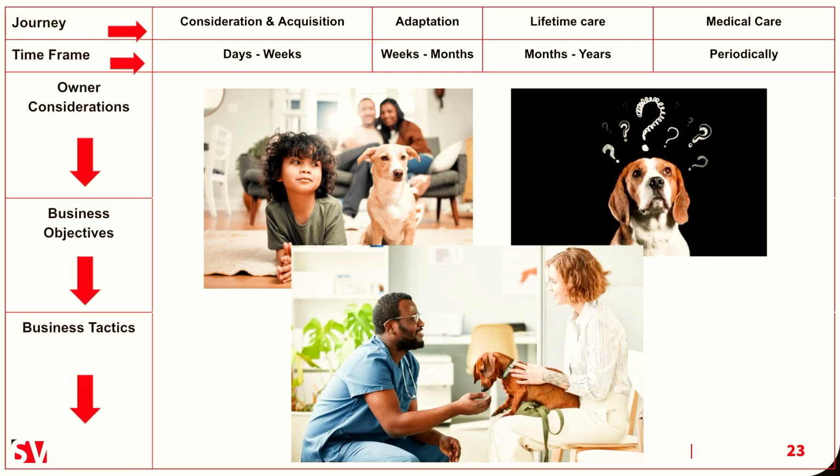Generally pet owners will consider and acquire a pet based on a decision over a couple of days, a few weeks. The adaptation phase, when they've taken the pet on as part of their family, can take weeks to months, and then the lifetime care can be months to years. Medical care is periodic. It's not something that is needed all of the time. So let's have a look at owners' considerations, business objectives, and tactics of how we can best market and cater to the needs of pet parents in each phase of the journey.